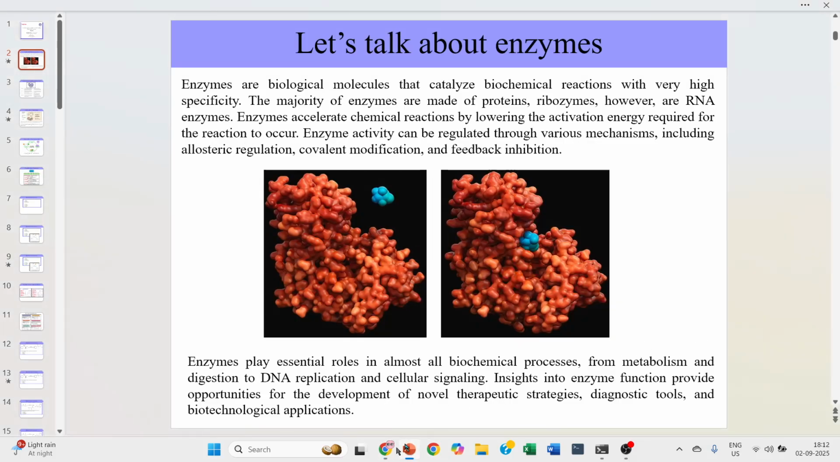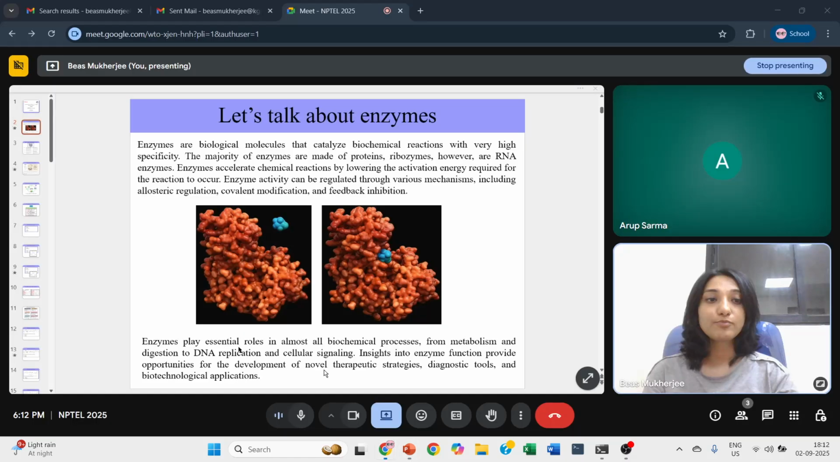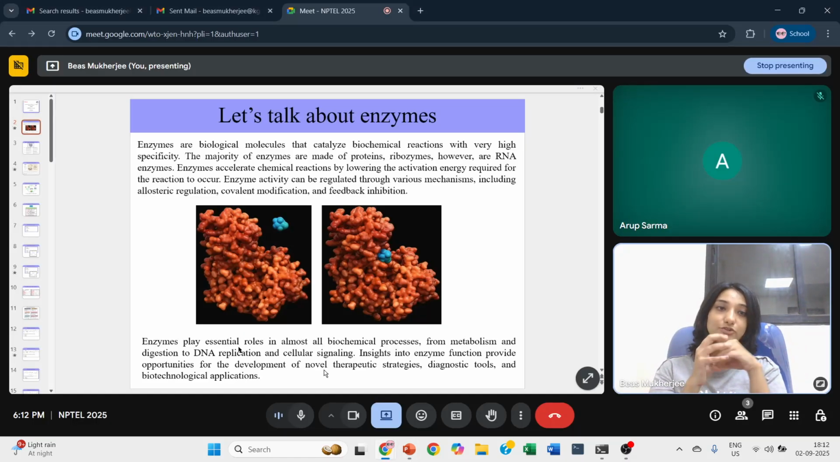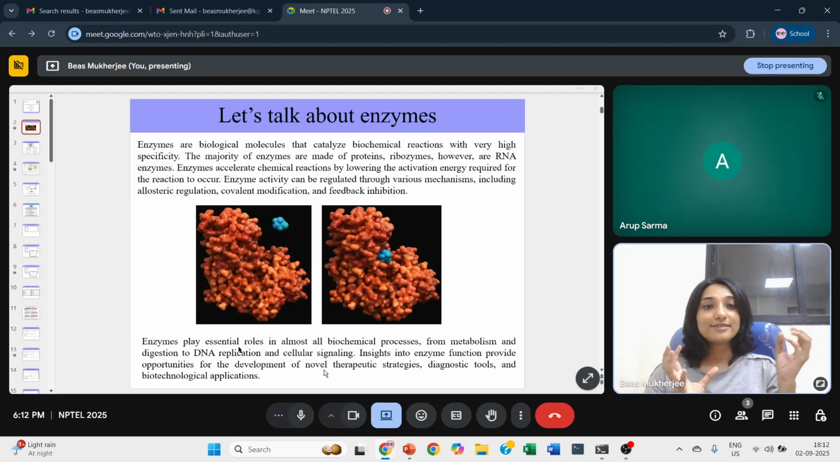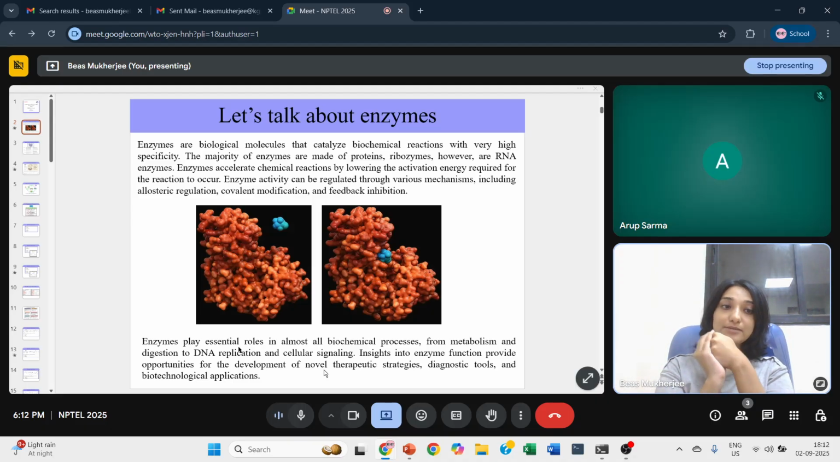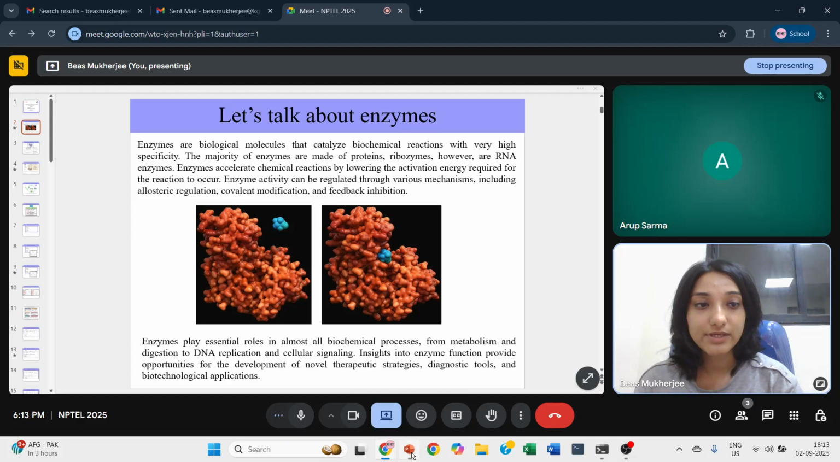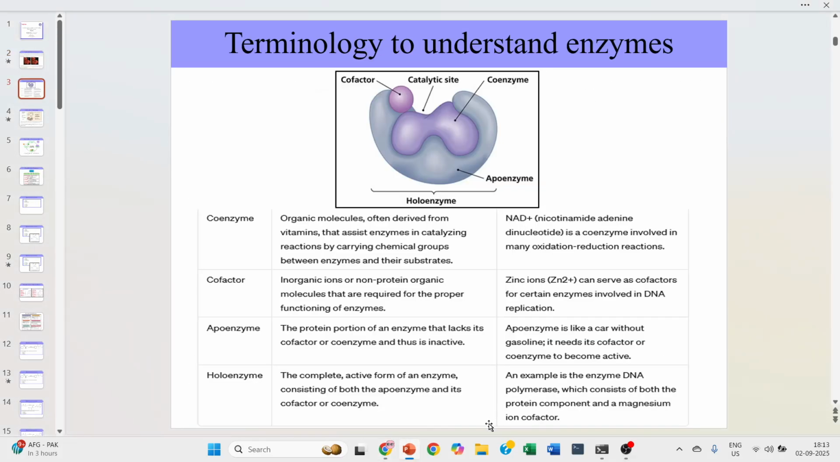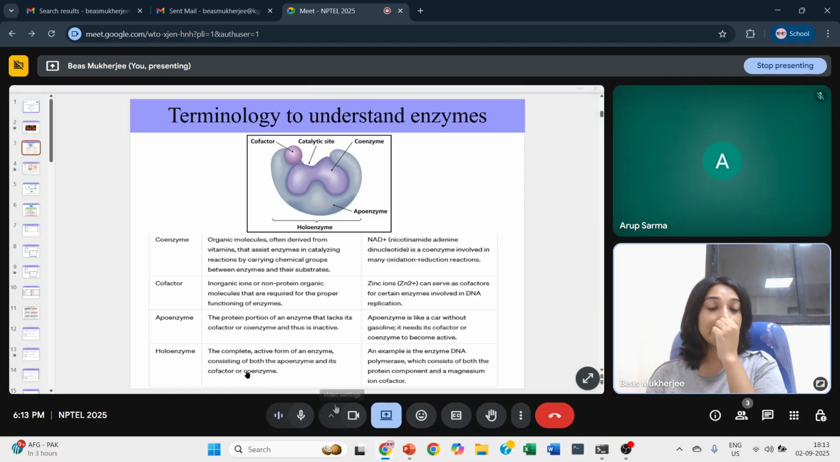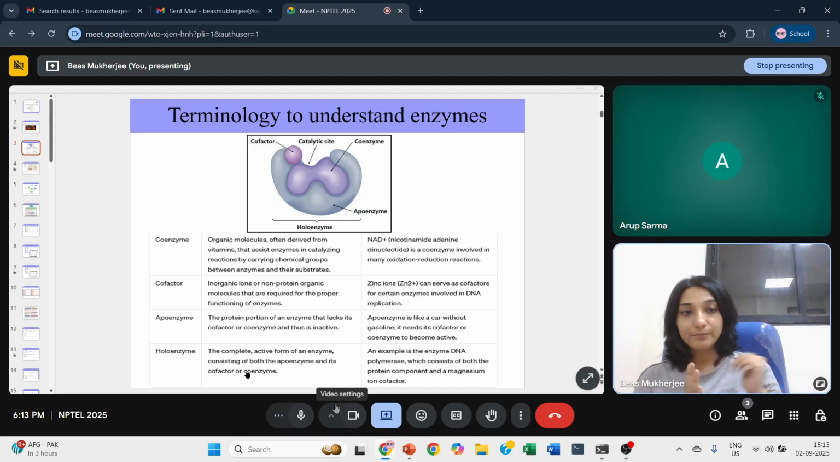Now in this figure you see that this small substrate molecule is binding to the enzyme, and this is how the enzyme has a pocket for substrate binding, and the substrate is complementary to it and comes and binds to it. Now you know that there can be a lock and key model and there can be an induced fit model. So we will talk about all of that very soon. Right. So now for understanding enzymes, there are some terms which you need to brush up on.